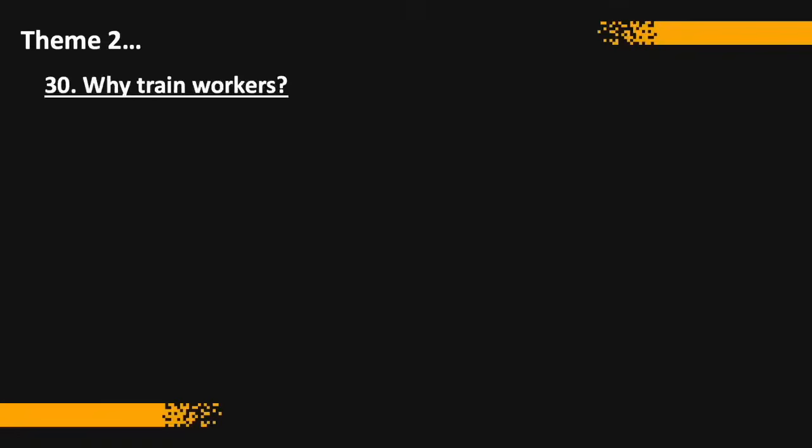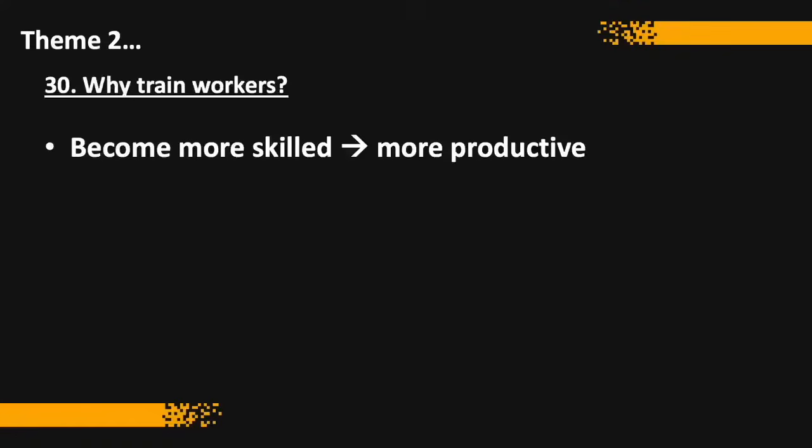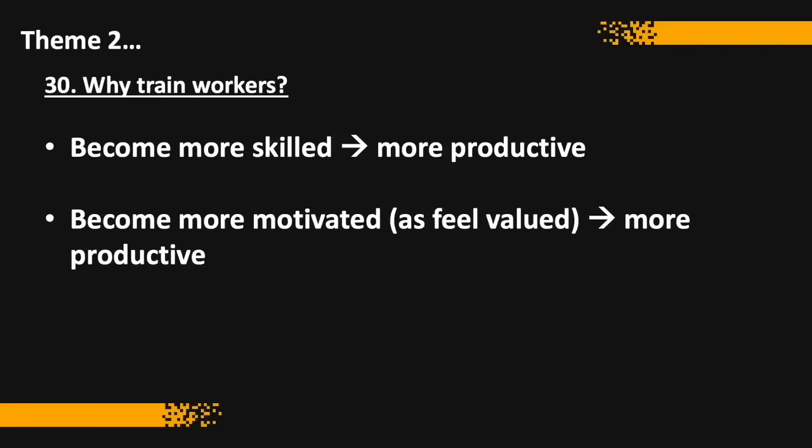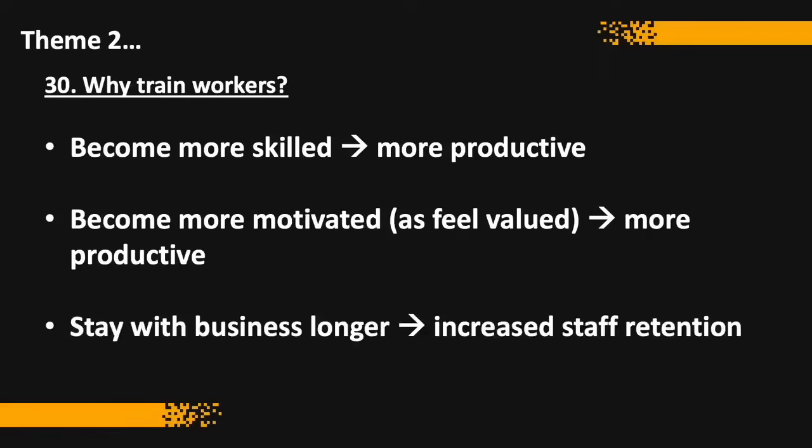Next thing is why train your workers? Well, they become more skilled and therefore more productive. And if they're more productive, it might improve efficiency, brings your average cost per unit down, gives you a competitive advantage. Become more motivated? Well, they might become more motivated as they feel more valued now because you're training them, you're offering them training courses, and that means they could become more productive and then just rinse and repeat those same chains from before. Stay with the business longer, so if you train them up, they stay with you longer. That leads to increased staff retention, and then increased retention is clearly good because they become more experienced with you, and that could lead to efficiency gains in the future.